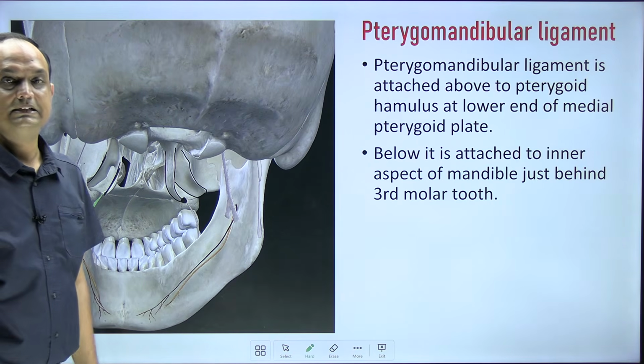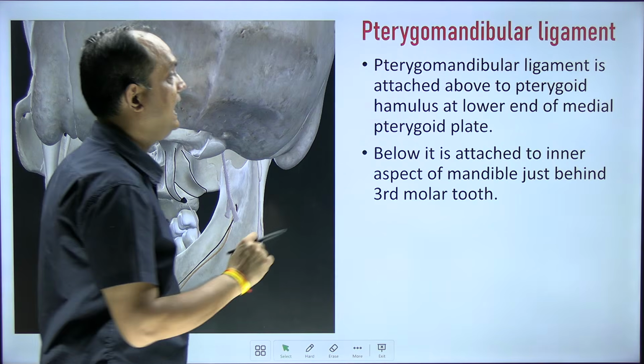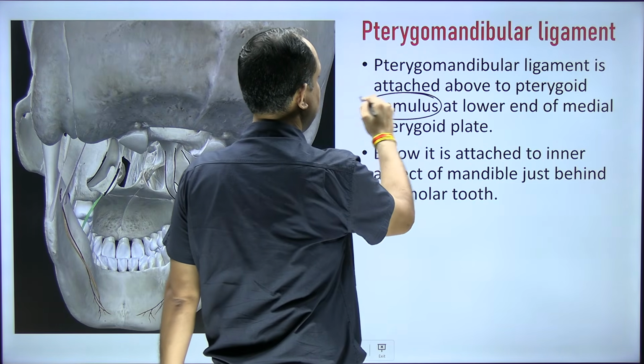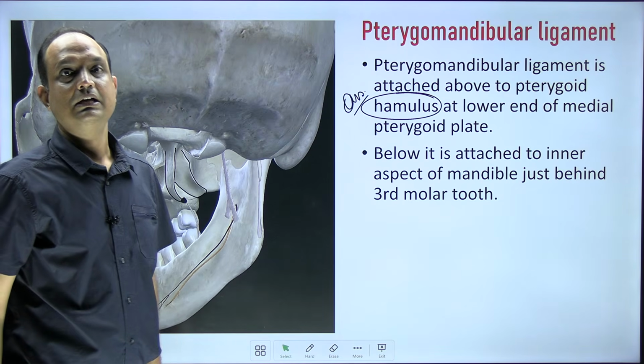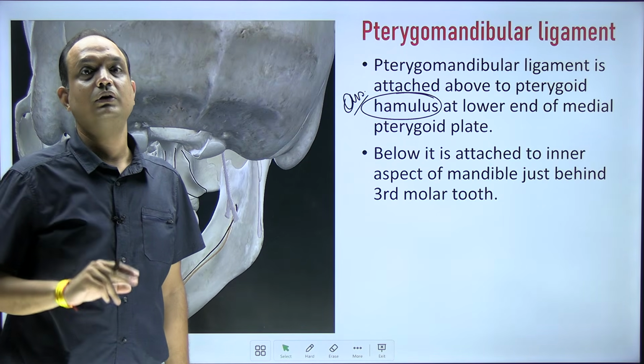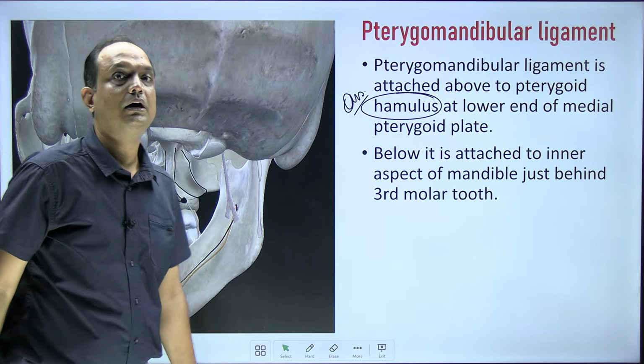Now the lower end of this plate, which plate? Medial plate, has a very prominent spine known as the pterygoid hamulus. Now from this pterygoid hamulus, a band goes downward towards the mandible, but where? Behind the third molar tooth.